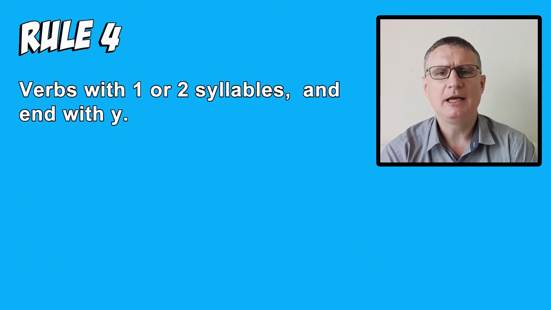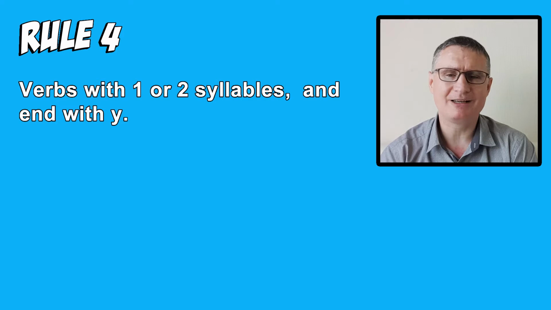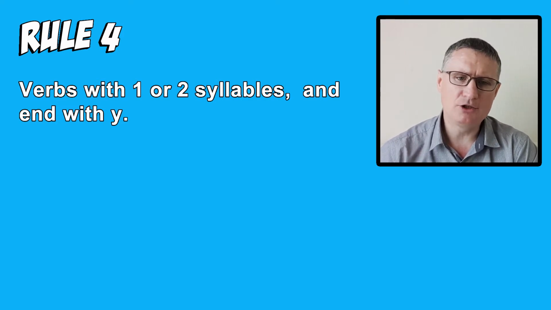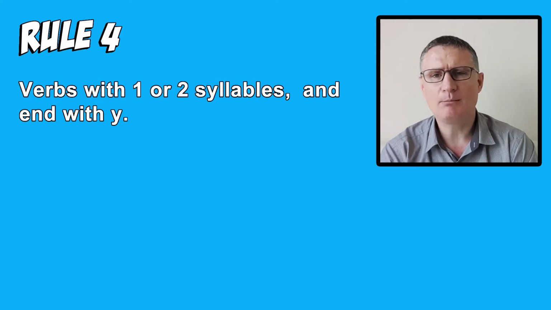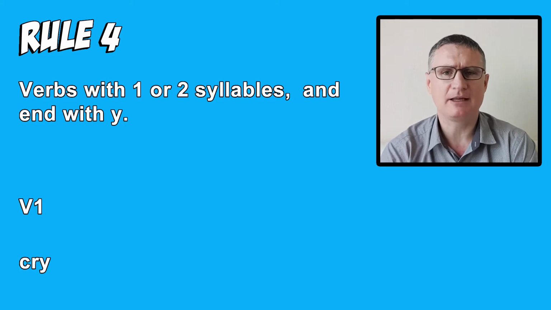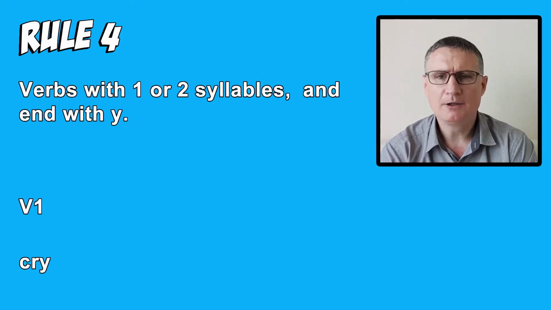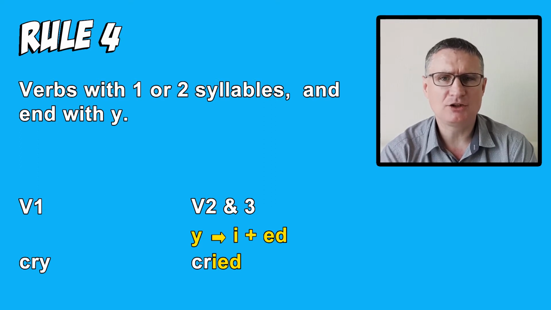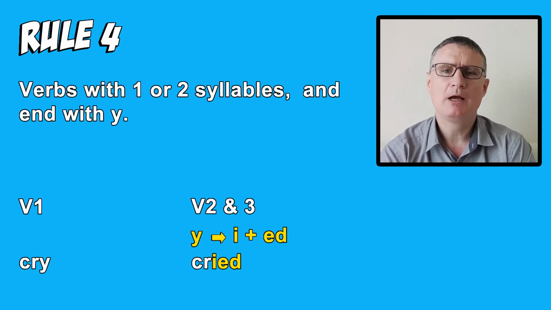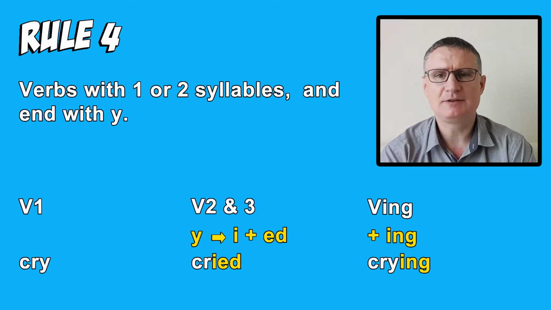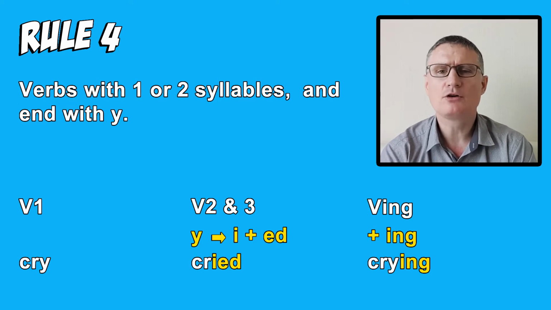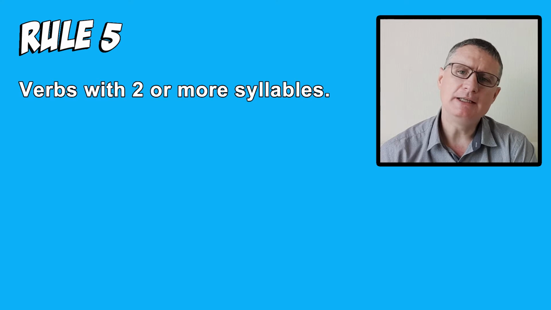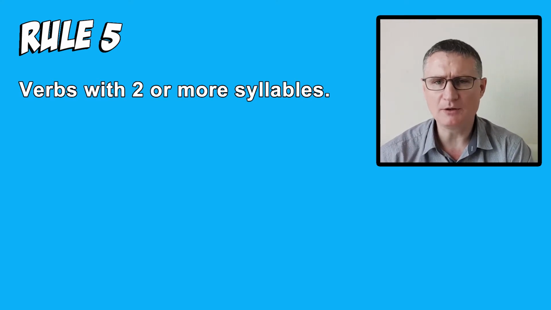Rule number 4 says if the verb has one or two syllables, but it ends with a Y, I always have to change the Y to an I and add the ed for verb 2 and 3, but for ing, I just add the ing. So let's take the example, cry, C-R-Y. I take the Y, change it to I, and add the ed. That will be verb 2 and 3, so it will be C-R-I-E-D. For ing, I just add the ing. So C-R-Y still stays as a Y, and then I add the ing. C-R-Y-ing, crying.